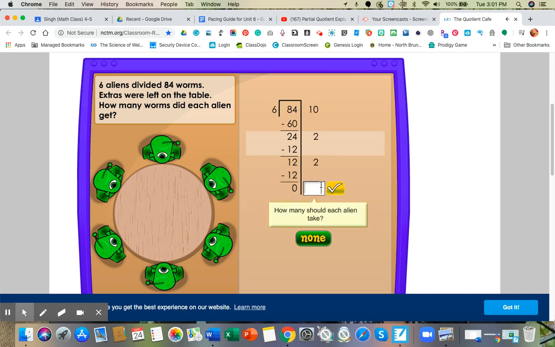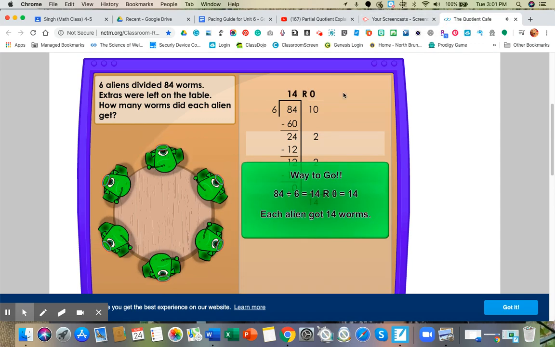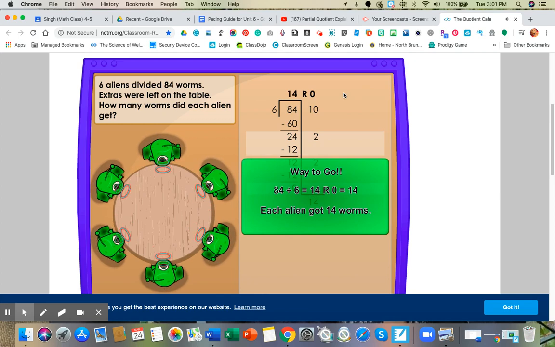Okay. And then it's asking me how many would each alien take home. So we need to put that right here. And the answer should be 10 plus 2 plus 2 is 14 should be your answer. Okay. So that was a fun game. And the remainder was 0. We'll talk about remainders later. Okay. Wow, that was a fun game.